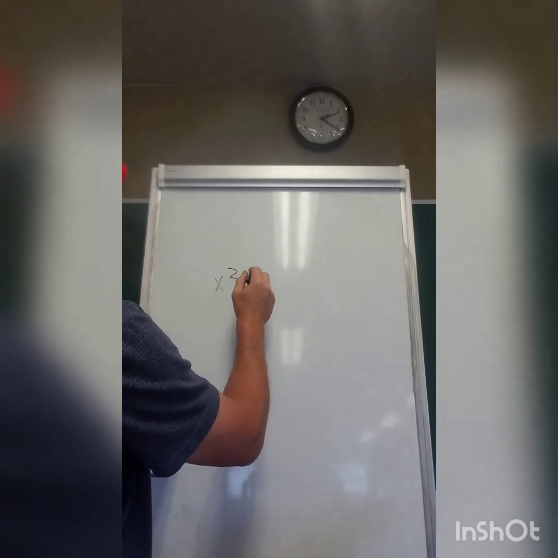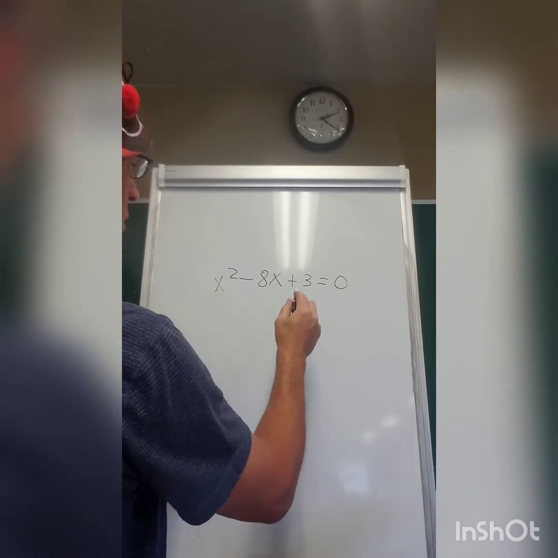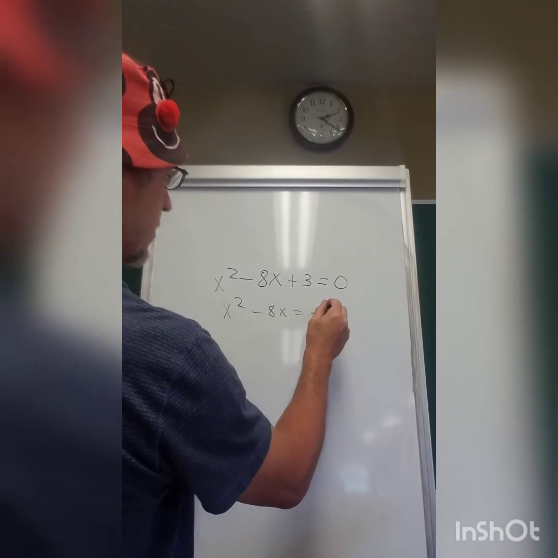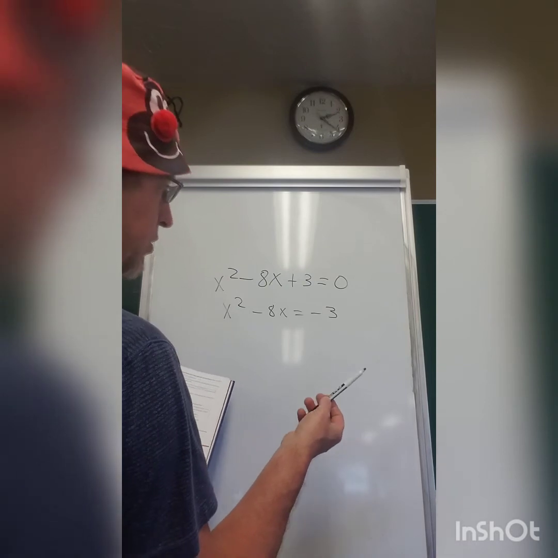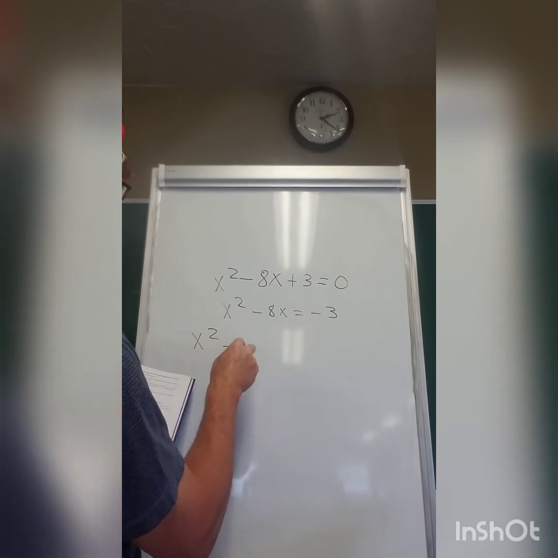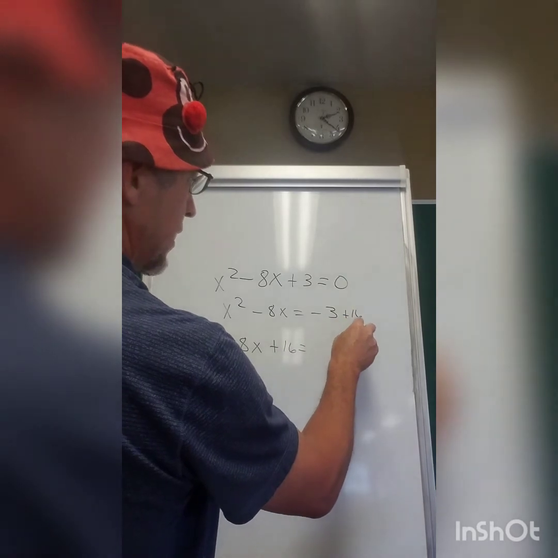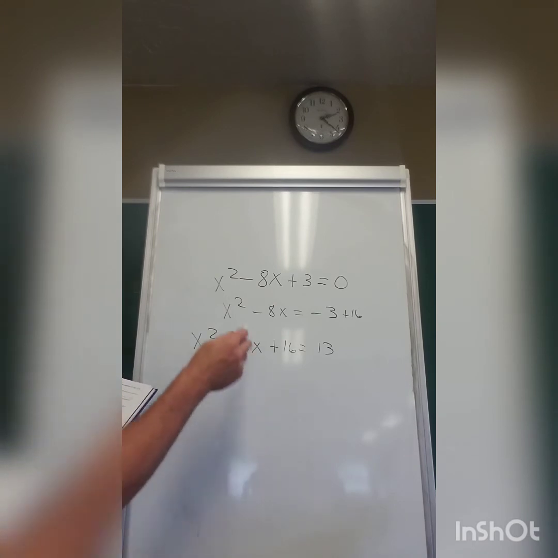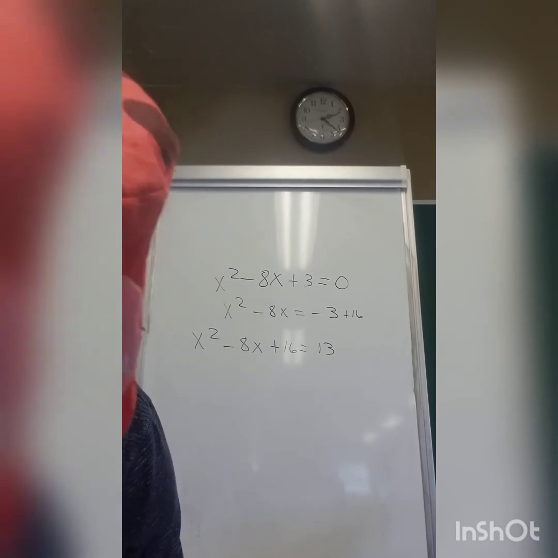X squared minus 8x plus 3 equals 0. Move the constant over to the right side. You have x squared minus 8x equals negative 3. Divide this by 2, which is 4. Square it, which is 16. And add 16 to both sides. So you have x squared minus 8x plus 16. Add 16 to this side, you have 13. Do we have a perfect square? We do. So that is your final answer for problem number 1 on page 437.